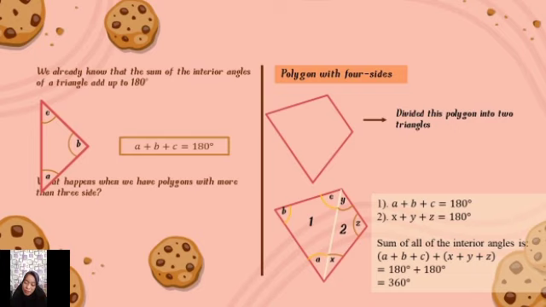So we have a value for A plus B plus C of 180 degrees, and the value of x plus y plus z is 180 degrees too. So the value from there is 360 degrees.